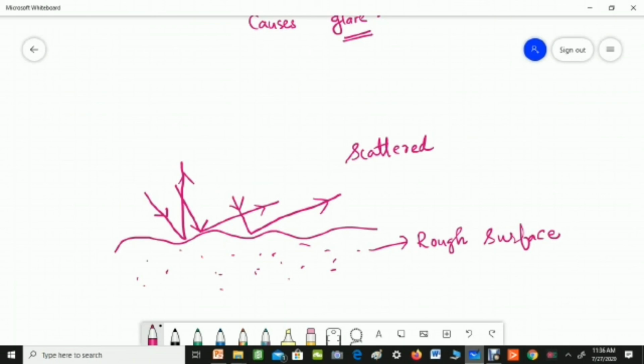Such type of reflection in which the parallel rays of incident light do not remain parallel after reflection is called irregular reflection or diffuse reflection.